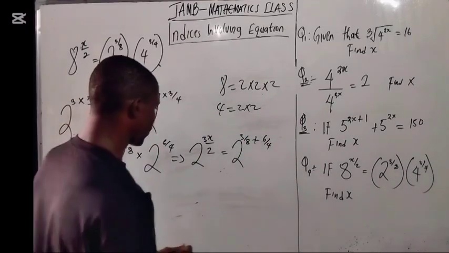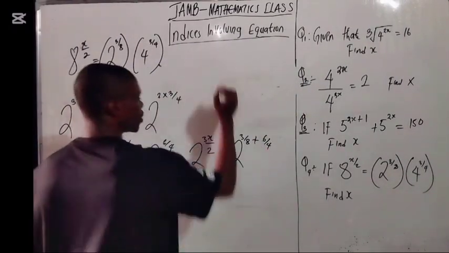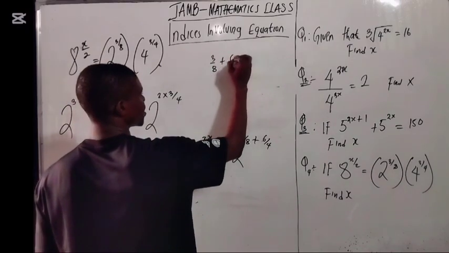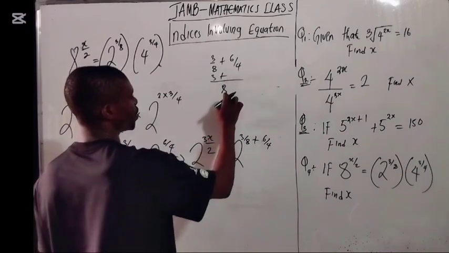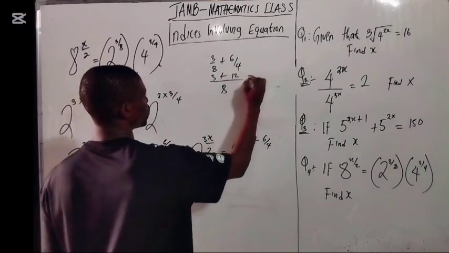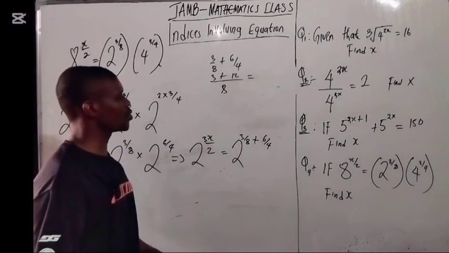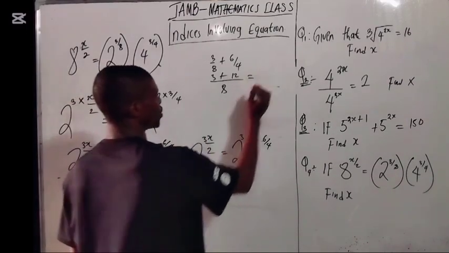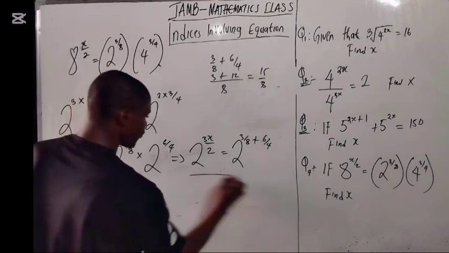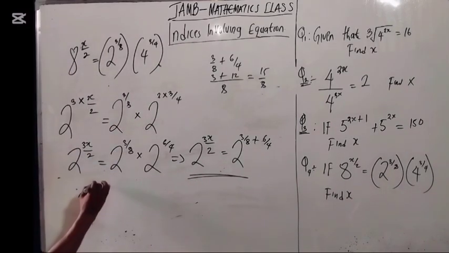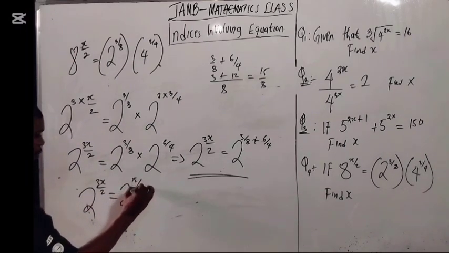So now let's add them together here. We have 3 over 8 plus 6 over 4. The LCM is 8, right? 3 plus, 4 going into 8 is 2, and 2 times 6 is 12, so 3 plus 12. When you add it together, it's going to be 15 over 8, right? So from here now we have 2 raised to 3x over 2 equals 2 raised to 15 over 8, right?